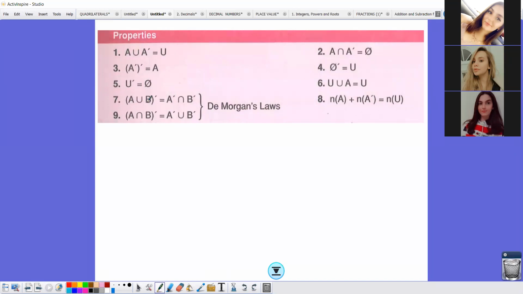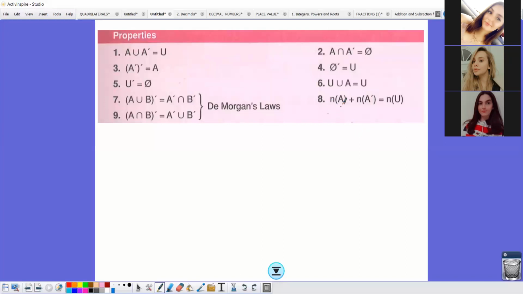If you have A union B complement, you can write this one as A complement intersection B complement. Union is changing to intersection. If you have intersection, it will change to union. And here, A intersection A complement is empty set always, and the complement of empty set is the universal set. And universal set union A is the universal set. You can see it's very easy, this one.